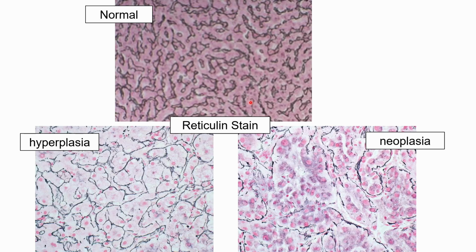But if you stain the fibers, you can see that in the normal slide, there's only one cell layer thick cords or rows of hepatocytes, and they are very organized. While in hyperplasia, these cells become slightly hypertrophied because you can see that the spaces in between the black staining fibers have become bigger. The organization is still there, but somewhat slightly disorganized.